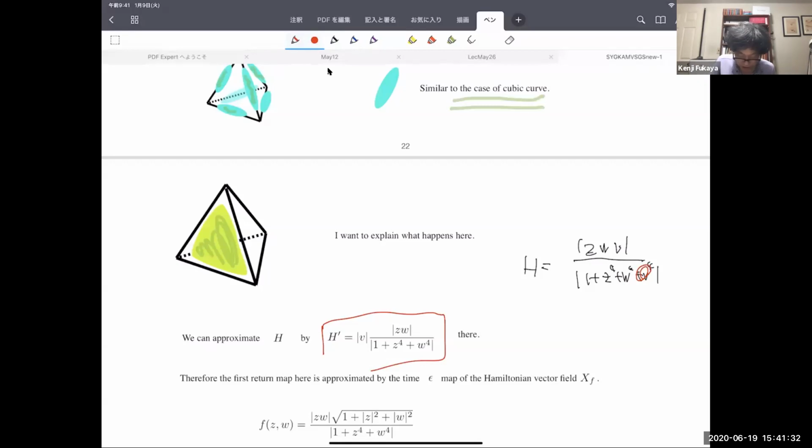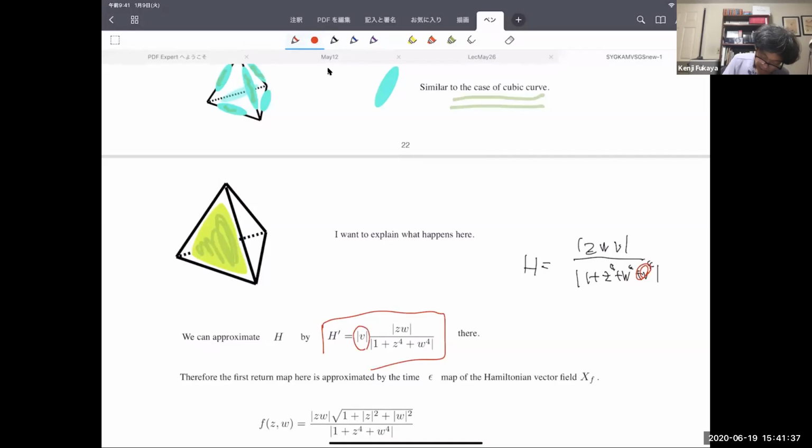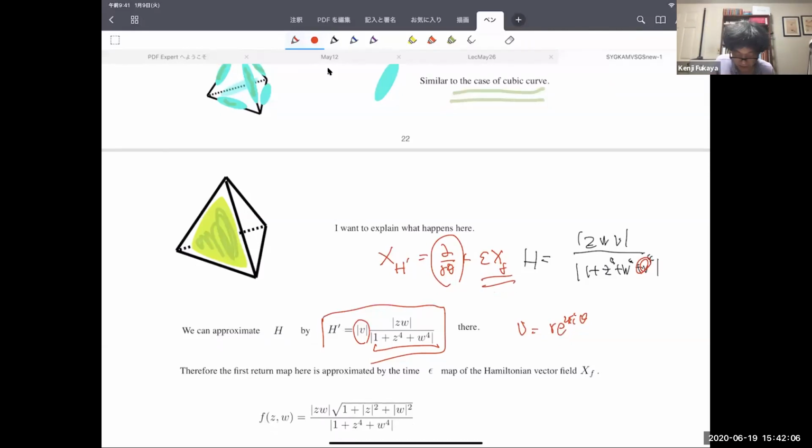What's good is, again, the B part and this other part are decoupled. So the Hamiltonian vector field of this H prime is something like d/dθ plus epsilon X_F, and this B is r e^(2πiθ). So this theta direction is a fast direction, and this is a slow direction. That's a very popular idea used in perturbation theory.